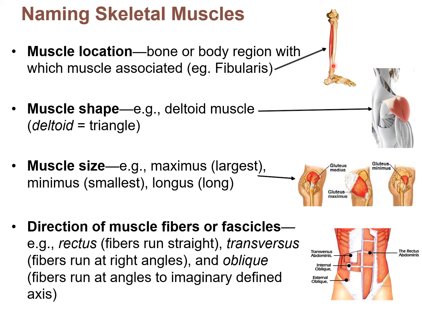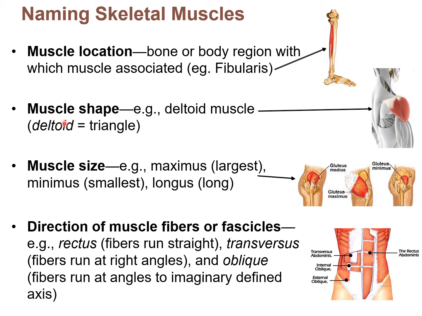For example, we can see the fibula, which is a lower leg bone, while the muscle that sits over the fibula is called fibularis. We'll also see tibialis or temporalis or frontalis. These are muscles named after bones for which they lie on.